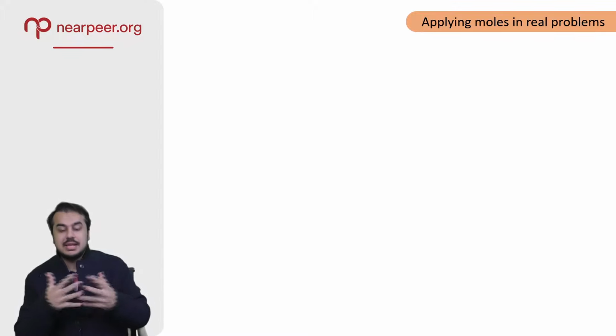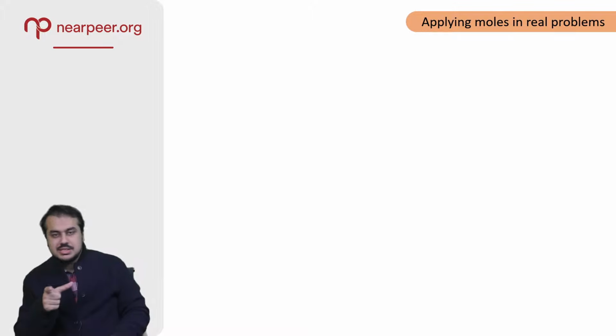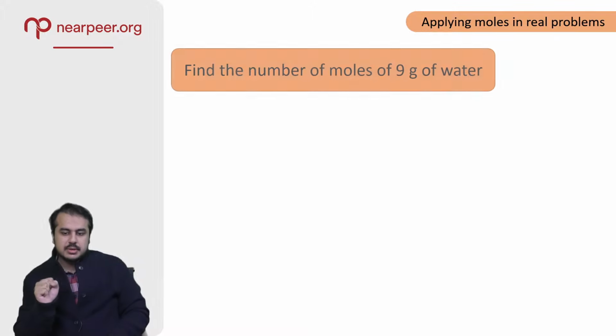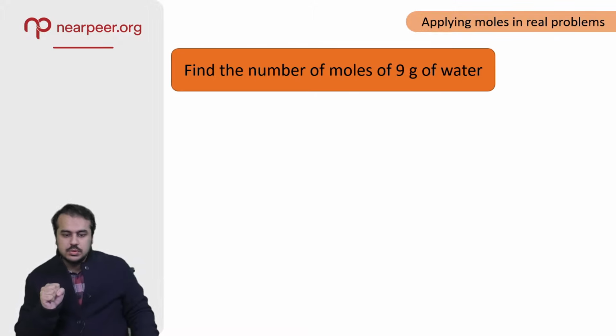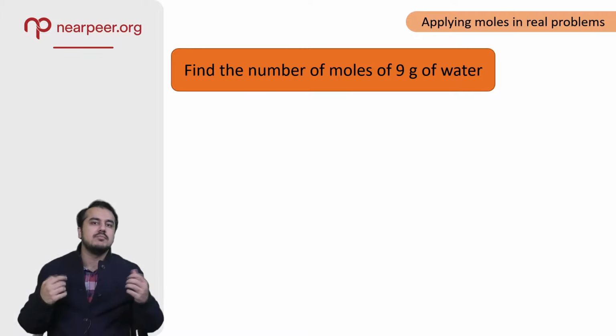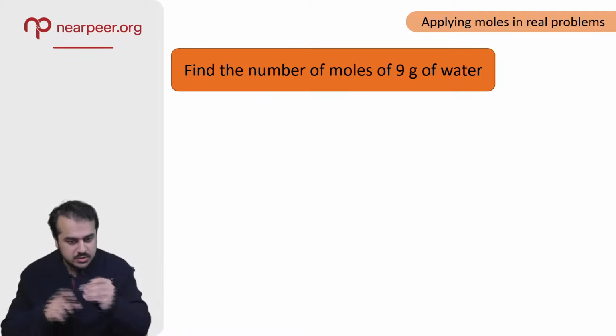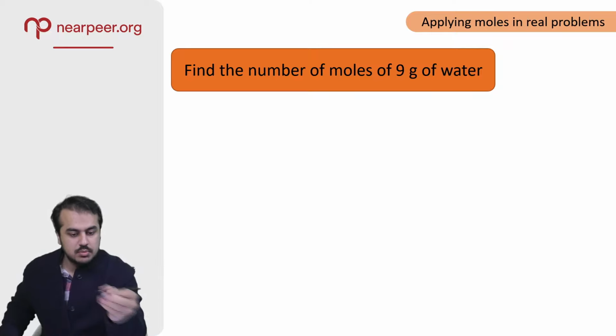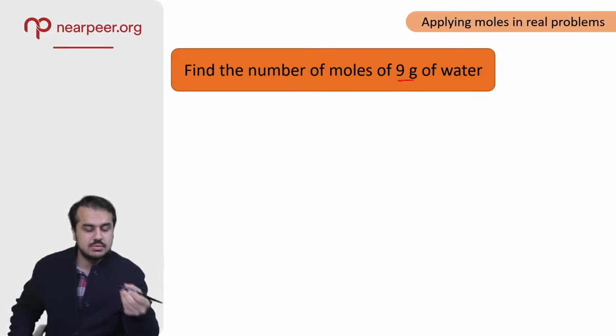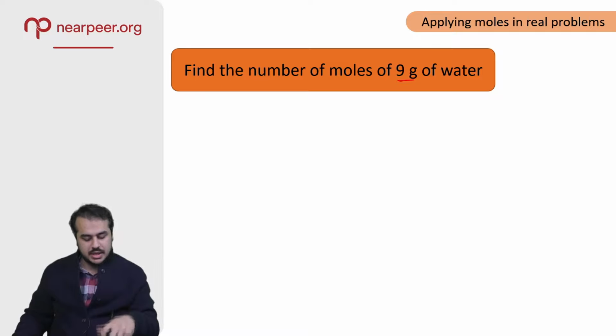Let's start working out a few questions and facing the kind of questions that you will get in the exams. Let's take a look at the following statement. Find the number of moles of 9 grams of water. Now, as you know, grams is a unit of mass. So when it says 9 grams, we have the mass of water. So we need to figure this information out from the question itself. 9 grams of water, that's one key piece of information that we have.